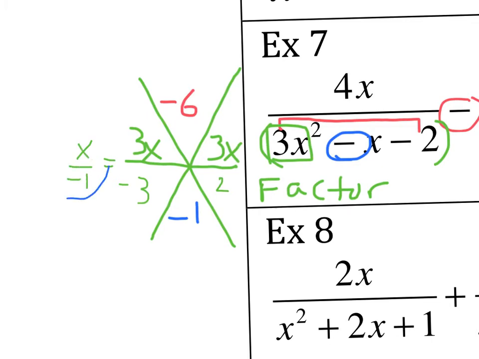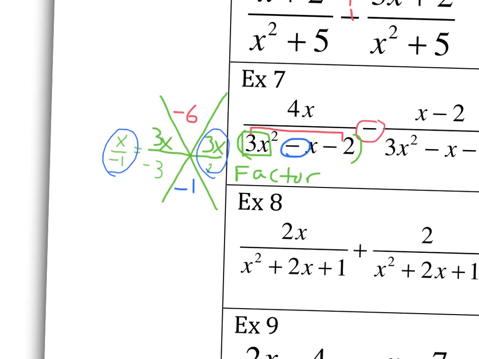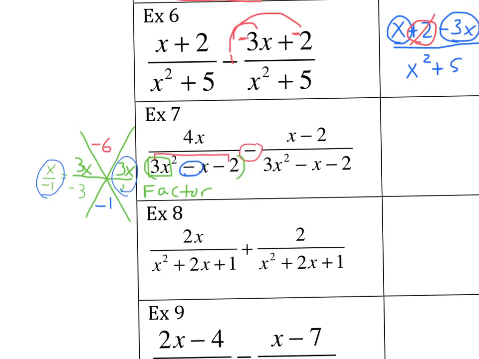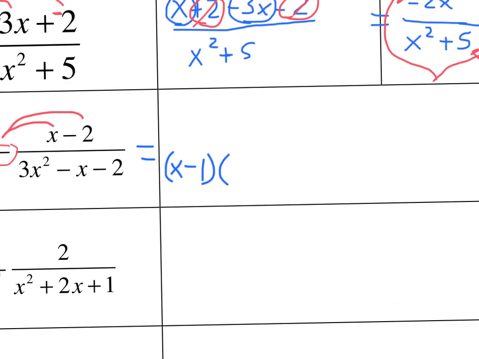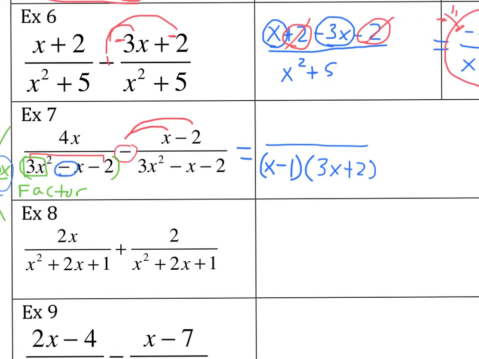So what are my two factors? x minus 1 and 3x plus 2. So as I begin to distribute this negative here and combine my numerators, I'm going to go ahead and factor the denominator all in one go. So I get x minus 1 and 3x plus 2 factors down below in the denominator. Now I'm going to rewrite the numerator with the 4x, the minus x, and the plus 2.